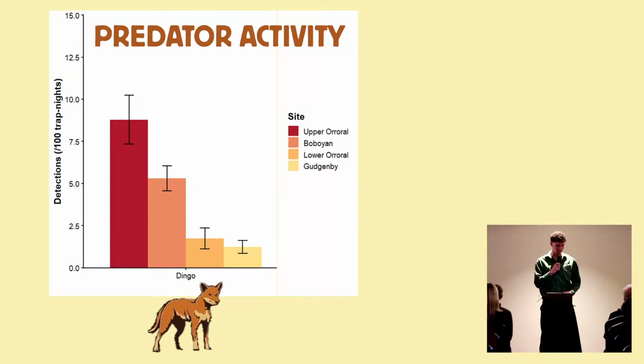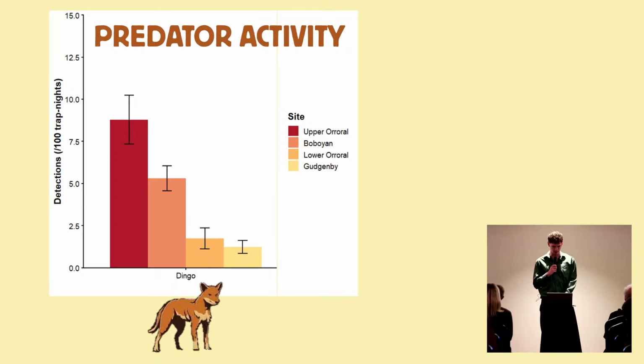But the key takeaway we have here is that we had sites with high dingo activity and then 2 sites with low dingo activity. And that's really important because that just allows us to investigate how the foxes and the cats are responding to different levels of dingo activity.